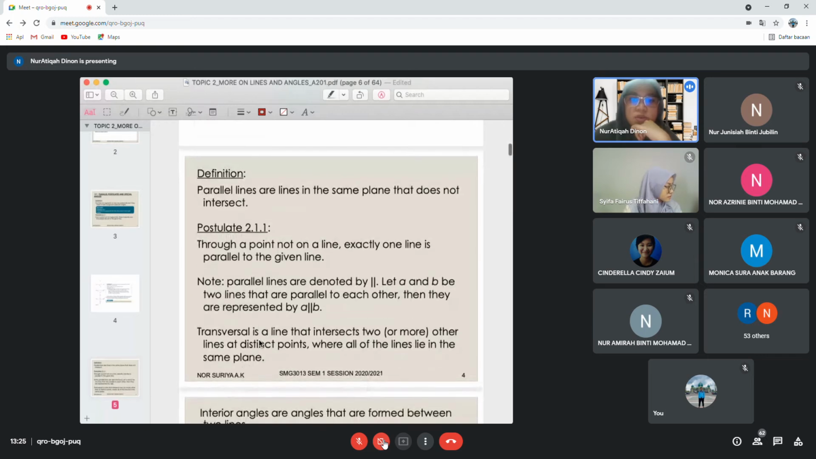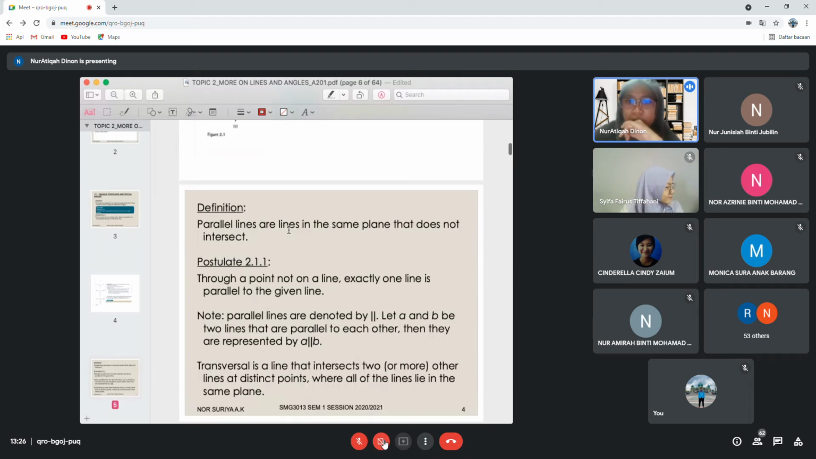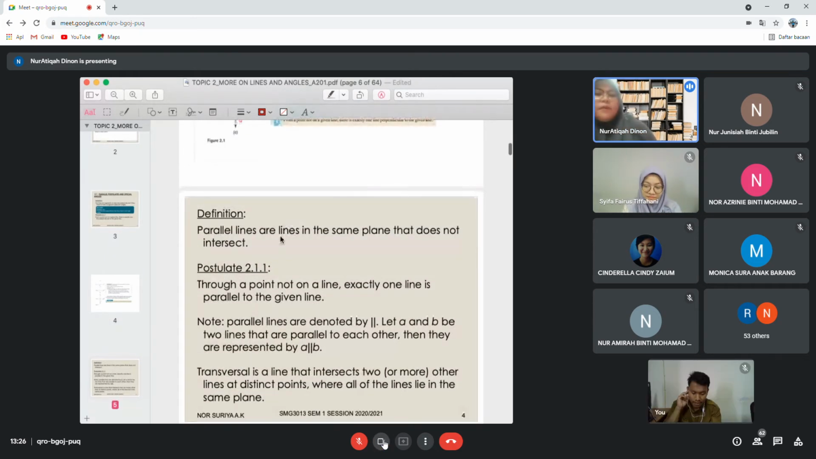Now let's go to parallel lines. Just now we talked about perpendicular lines, now it's parallel lines. Parallel lines are lines in the same plane that do not intersect. So they will never intersect. They are on the same plane and will never meet each other. I think all of you already know about this.